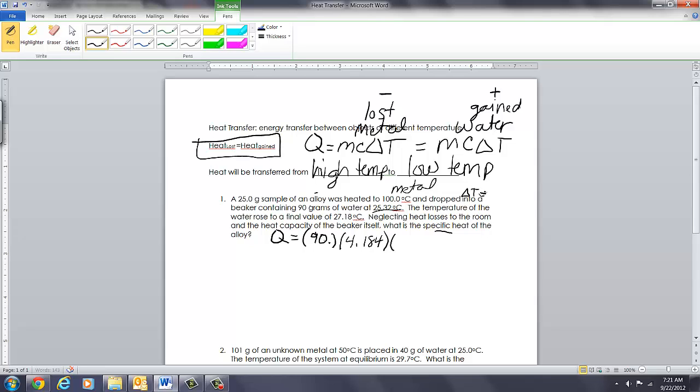Okay, how much did that temperature change? Remember, final minus initial. So it was at 27.18. Then it went to 25.32. Okay, you guys can write it on your paper. Obviously, it doesn't want me to write it here. I went off the screen, but you can just subtract. And so what is my answer? It went up 1.86 degrees Celsius.